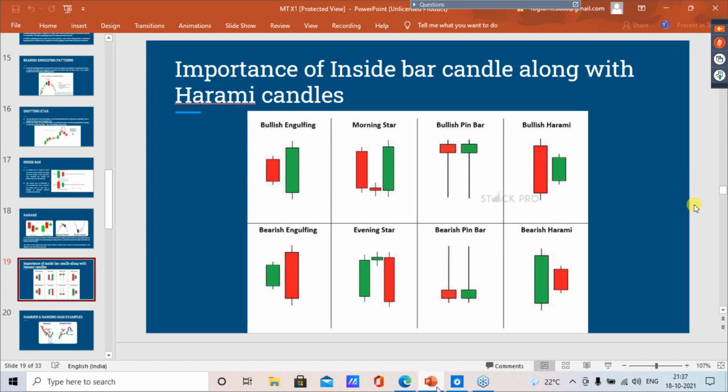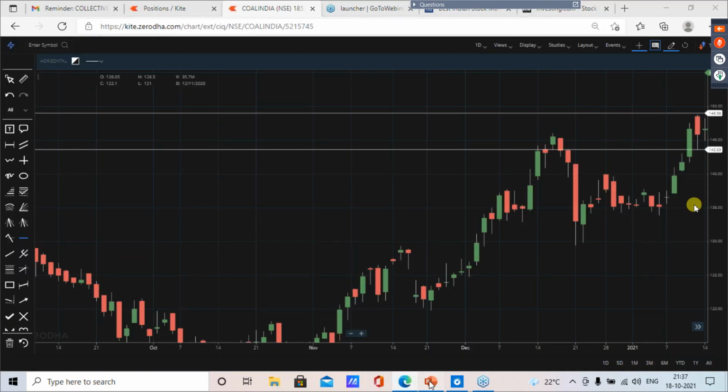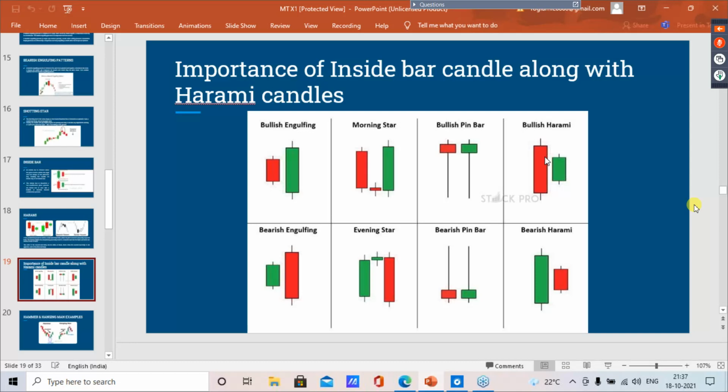For stop loss, say for example, if it is bullish Harami, you will enter the trade once the high is broken. The low of the bigger candle, that is the low of the inside bar, will be your stop loss in bullish Harami. When it comes to bearish Harami, once the low is broken, you'll enter a sell trade, keeping the high of the bearish Harami as your stop loss, because that is the safest stop loss and your stop loss will not be hit. We always consider the low or high of the inside bar as stop.